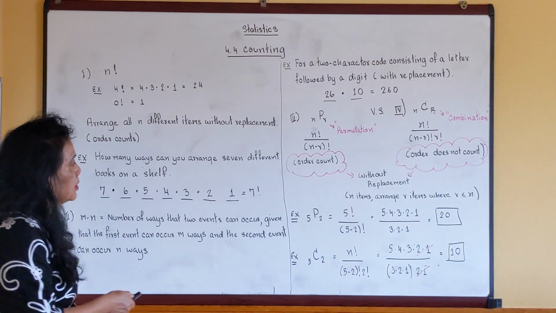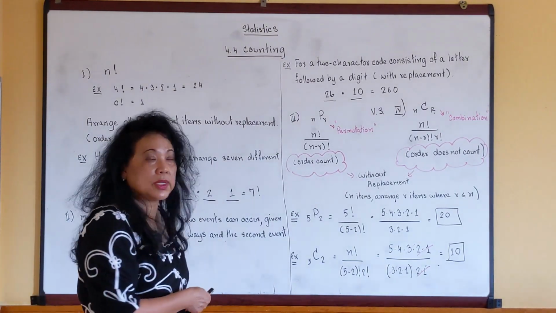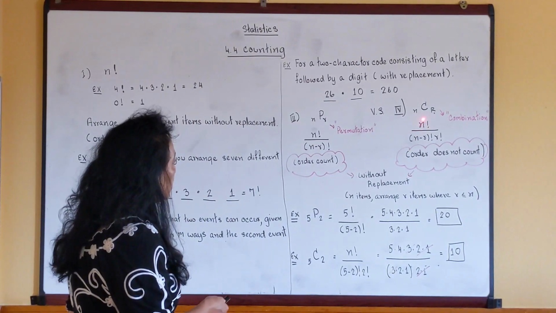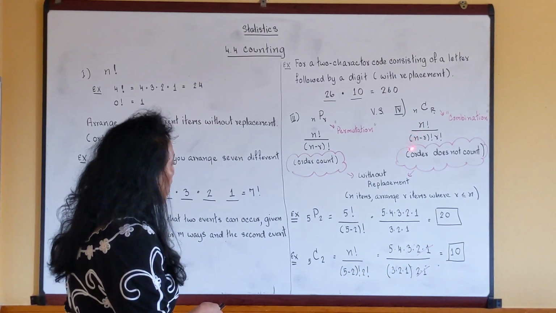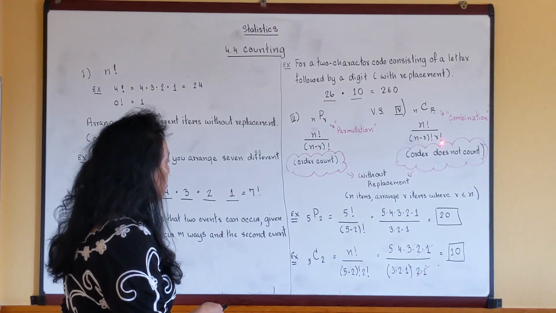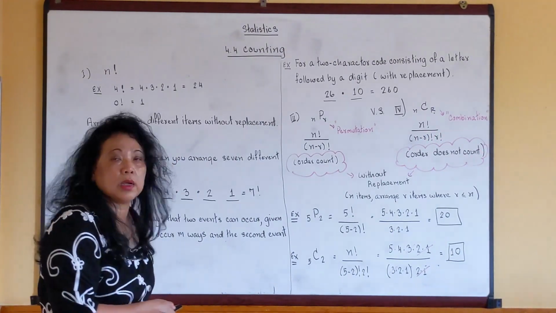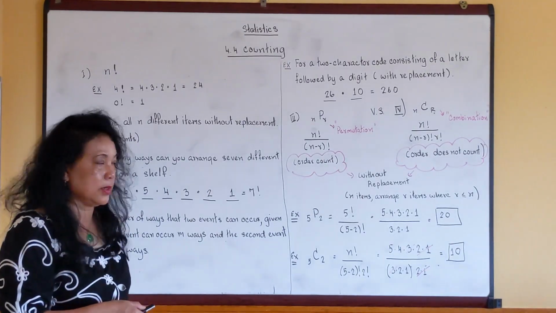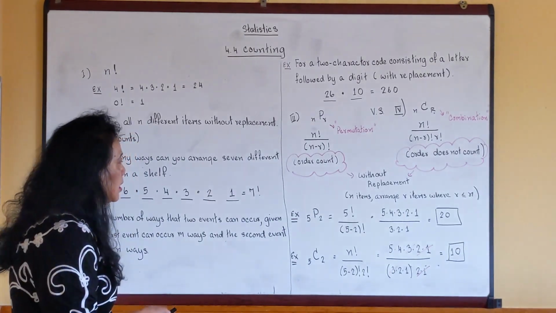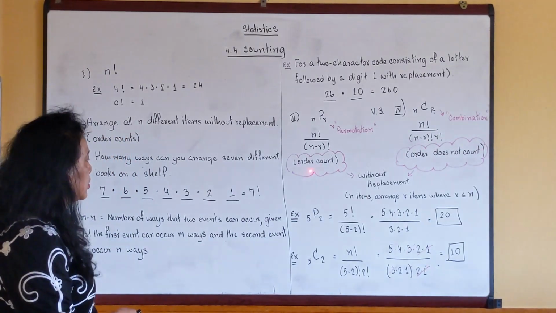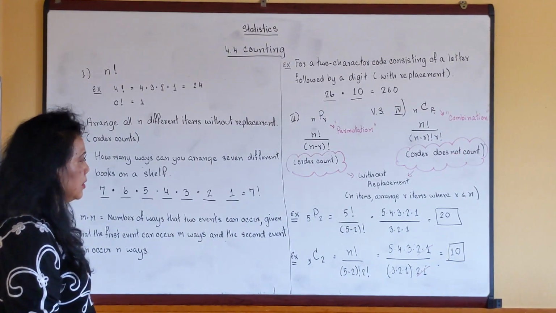Now the second one is called combination. The formula is n factorial over (n minus r) factorial times r factorial. In this one, order doesn't matter. You don't care what order. We will see an example later, but that's the difference between the two. One is order matters, one is order doesn't matter.